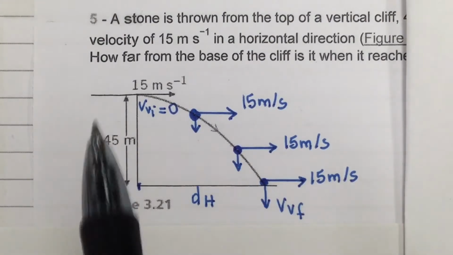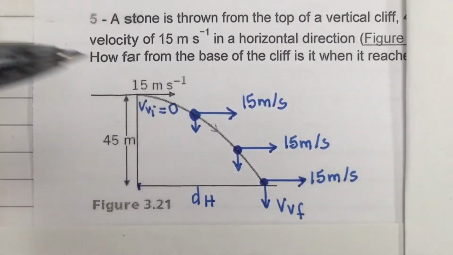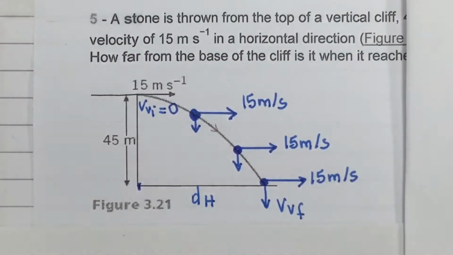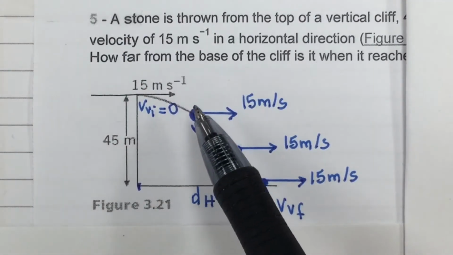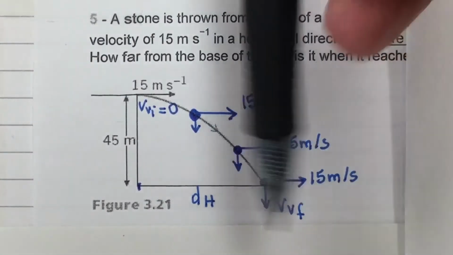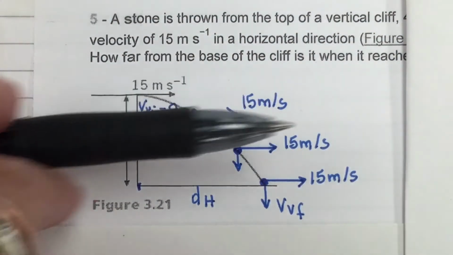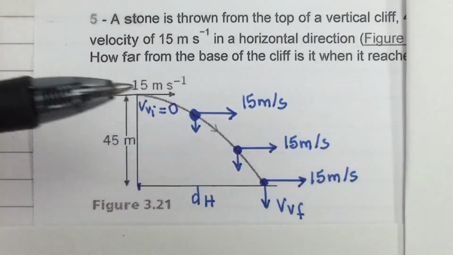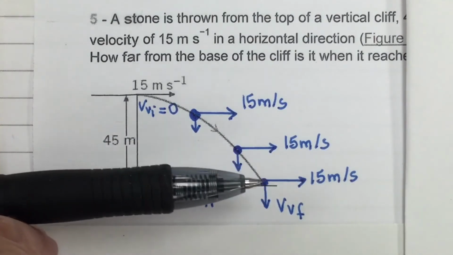The reason is because the horizontal velocity is going to be pulling the stone in that direction. This horizontal velocity is not going to be affected by gravity because gravity is vertical and this velocity is horizontal. So gravity is completely ignored here and we are going to have a constant value from the top of the cliff to where it lands on the ground.